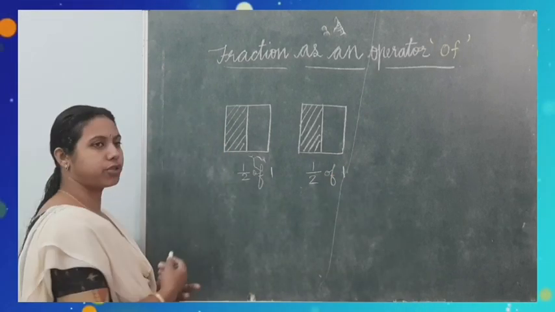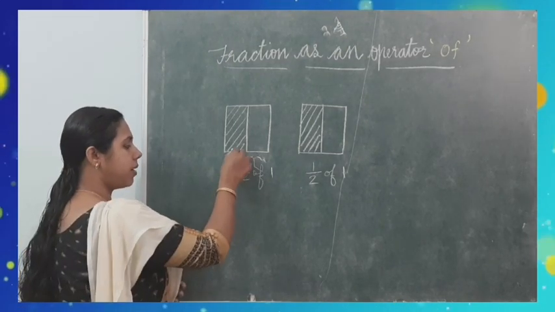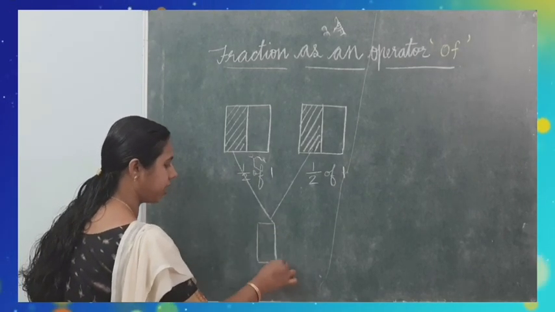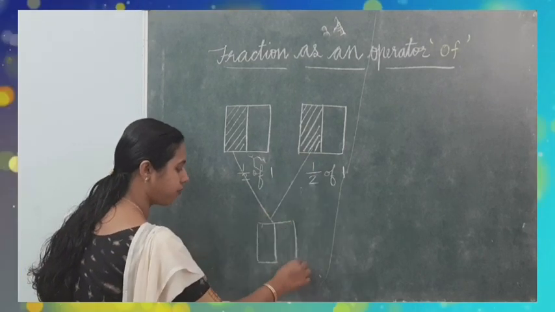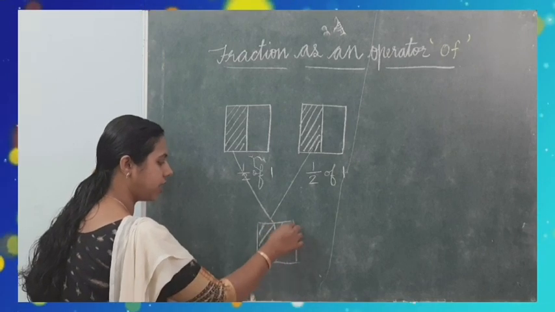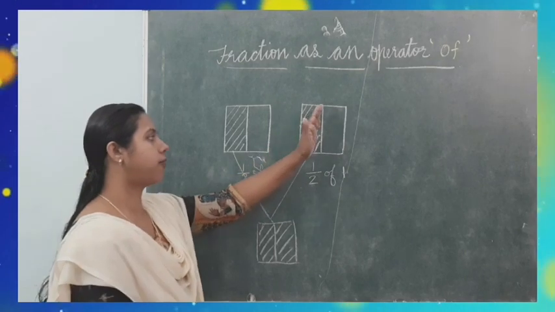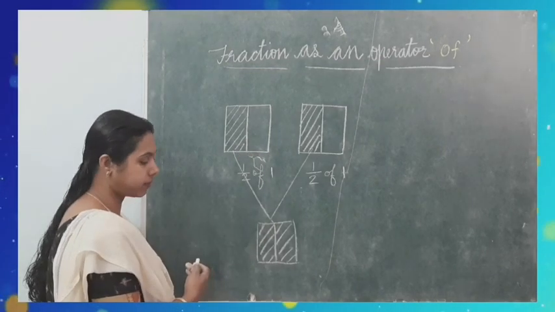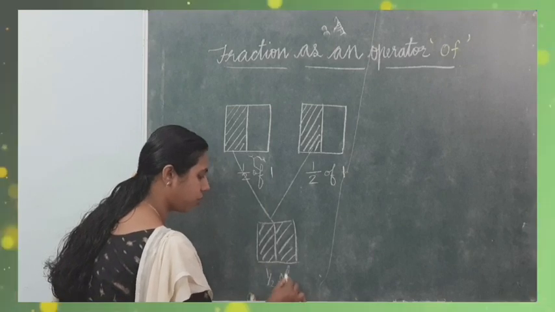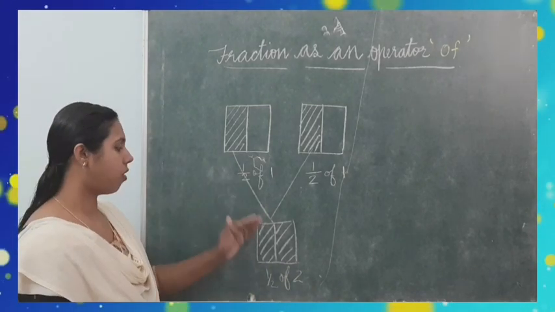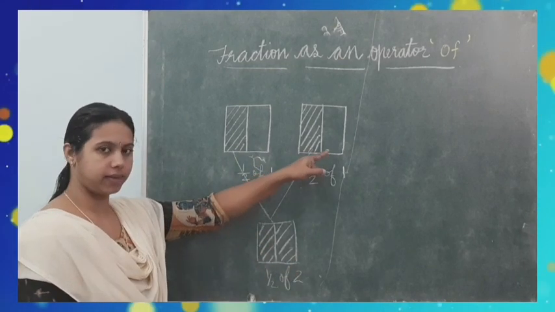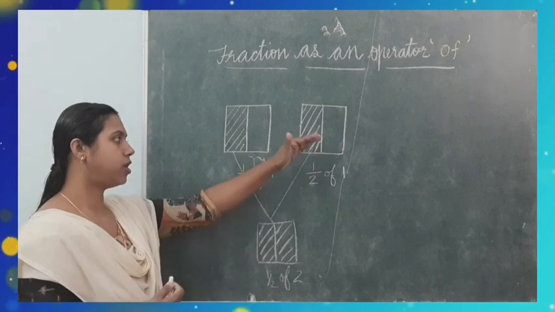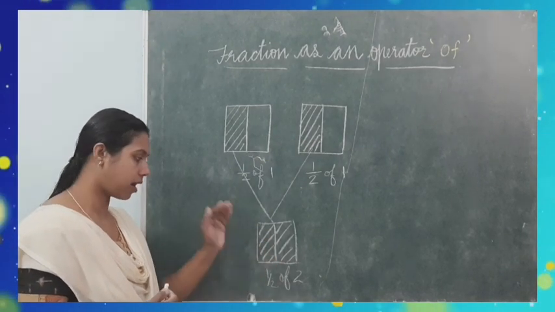When you compare the shaded portions together, here the half portion is shaded, and from this also the half portion is taken. These two halves together make a square. Half of the square plus half of the square, we are getting another square. That means when you compare these two shaded portions, we are getting half of 2, because there are 2 squares and the shaded portion is 1 square.